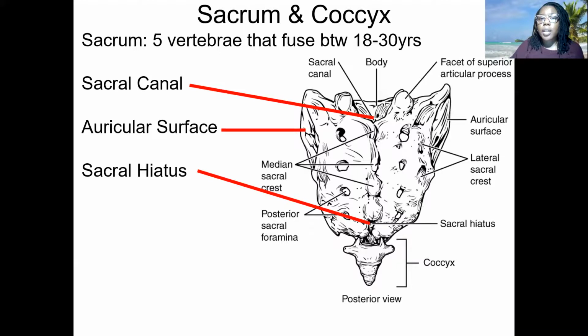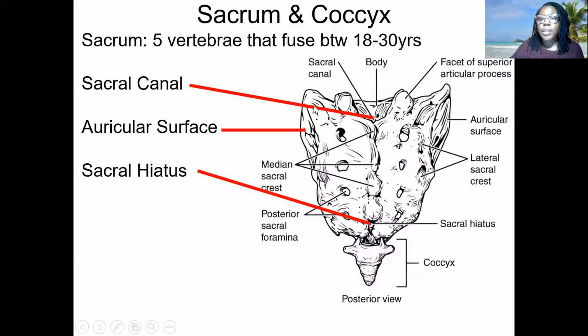Some of the structures here on the sacrum are the sacral canal. Because this is a fusion of vertebra, we still have that vertebral foramen, which is traversing longitudinally through these vertebrae, and that actually creates this canal or hollow structure, which is called the sacral canal, this communication here.